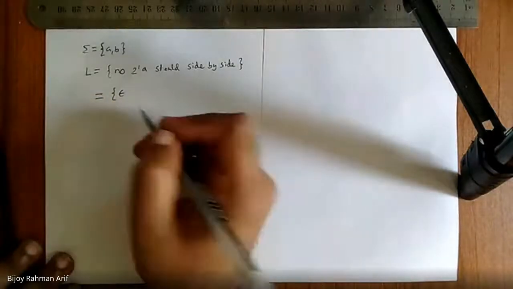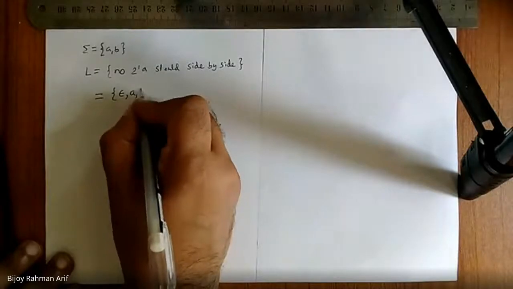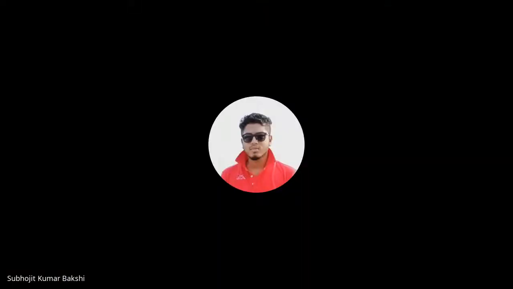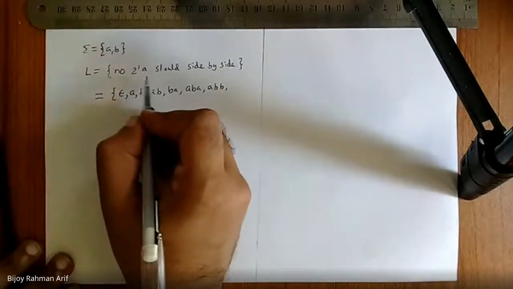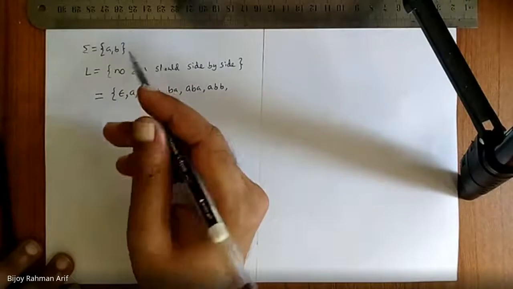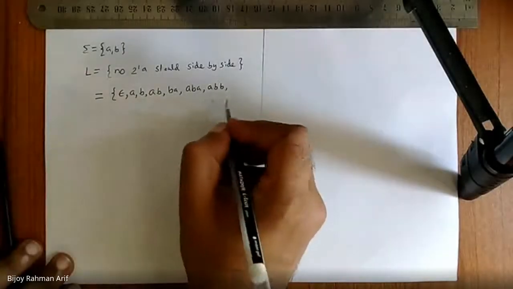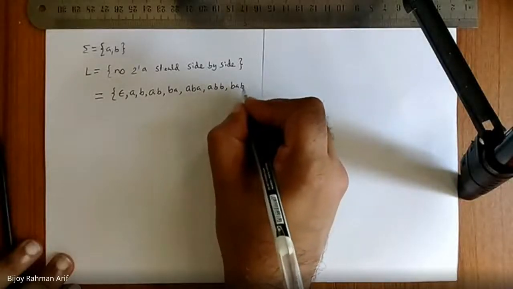Side by side. So, sir, start with epsilon, because in epsilon there is no A. Yes, sir. Then A, then B. What's next? AB, then A B A. Then ABB, then ABBA. Then B, BA, BB. Then BAB, then BBA. What else?